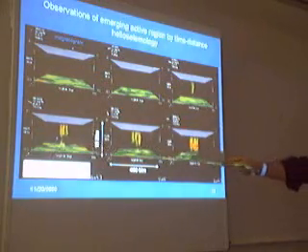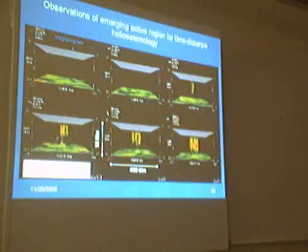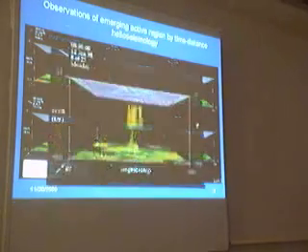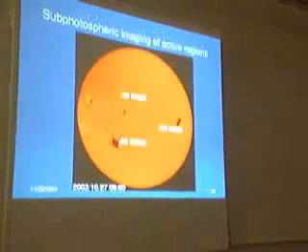So we can estimate the speed of emergence here. You can see the first flux at the bottom of this box, which is a depth of 18,000 kilometers. And we can estimate the speed is about 1 kilometer per second. So it emerges very rapidly. So that's the picture of emerging magnetic flux.